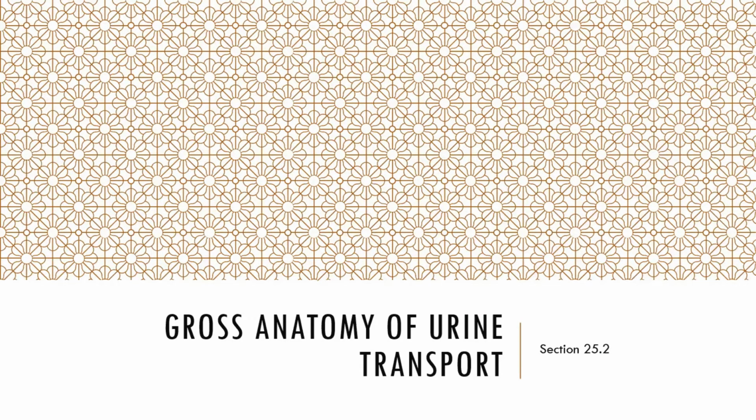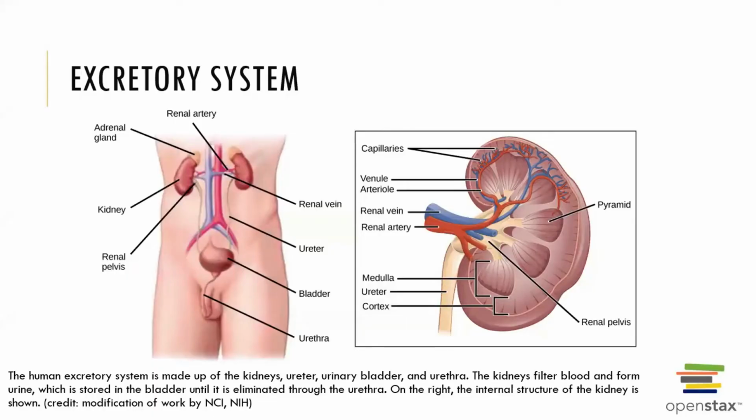All right, now for the gross anatomy of urine transport. So it's important to know that filtrate modification and urine production ends when the fluid enters our renal pelvis. The urinary tract, which we know consists of the ureters, the urinary bladder, and the urethra, is responsible for the transport, the storage, and the elimination of urine. For lab, it's going to be important that you're able to identify all of these structures along with the functions of each.